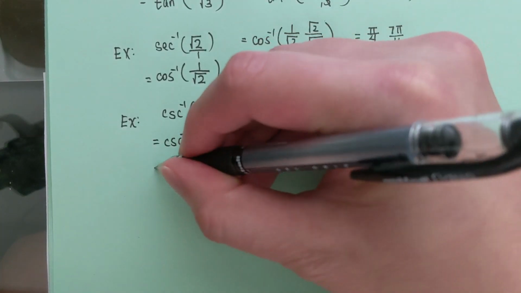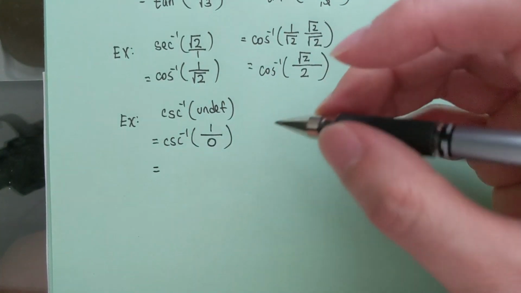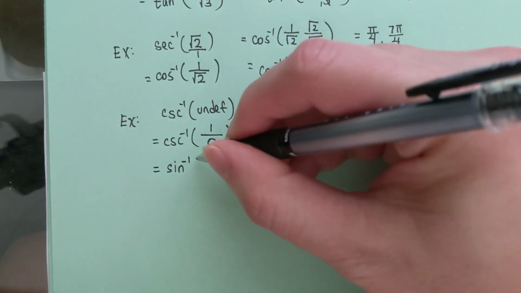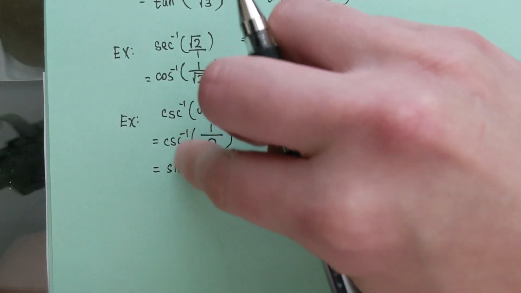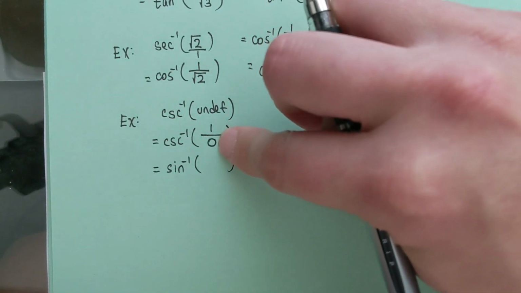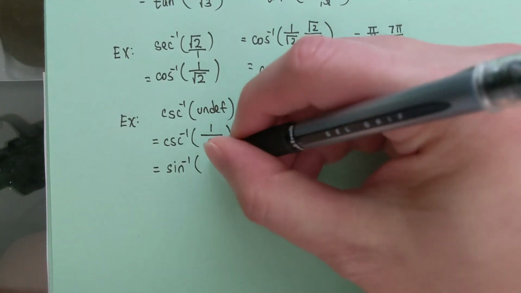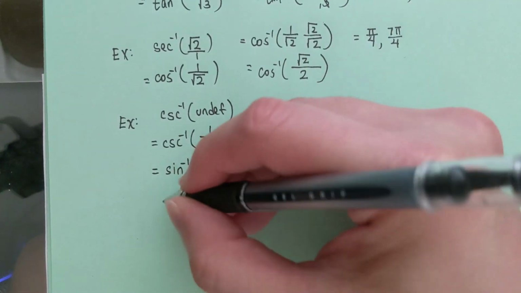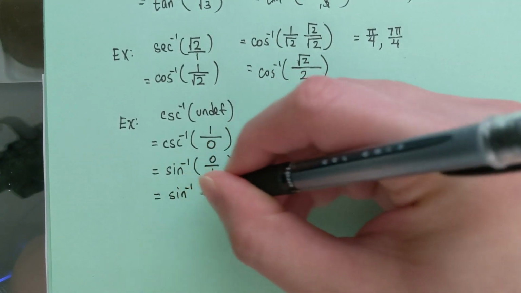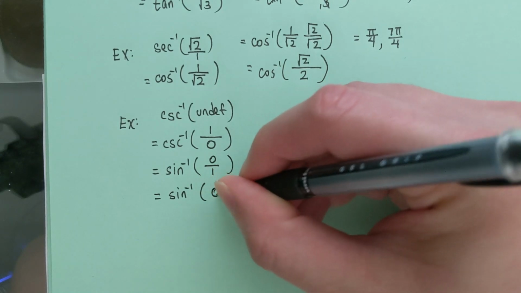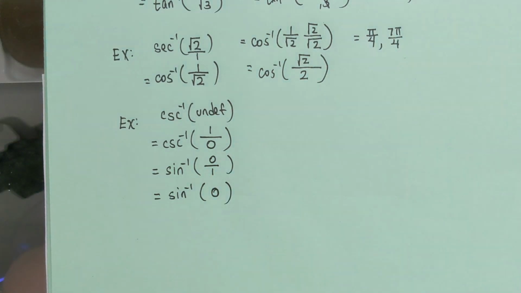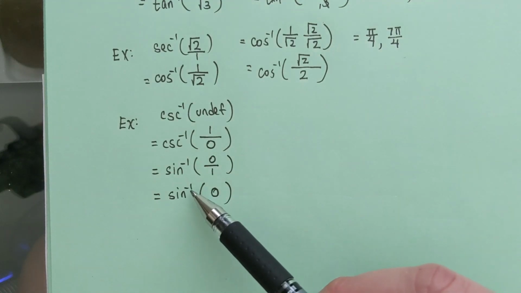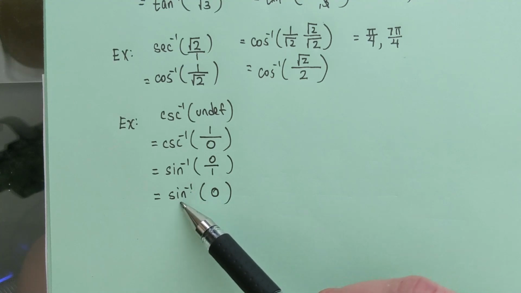Now what would happen is I can't solve arccosecant, but I can solve its reciprocal, which is arcsine. And if I do the reciprocal of arccosecant, I need the reciprocal of 1 over 0. And that will become 0 over 1, and 0 over 1 is essentially just 0. Now, from the last video, we talked about this type of problem. This means at what angle is the y-coordinate 0?